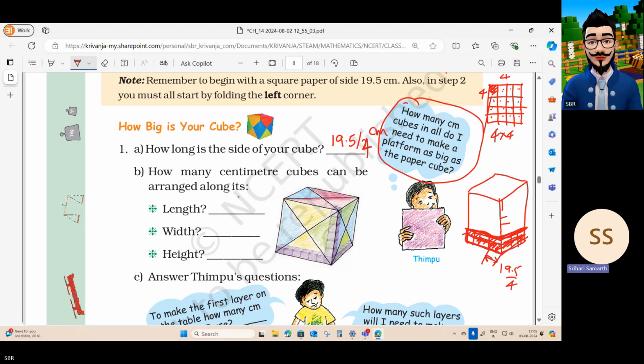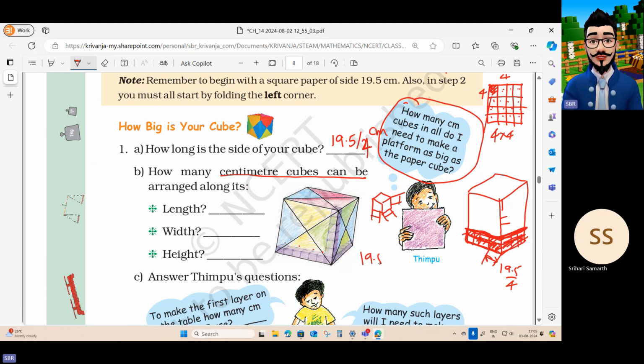Length equals 4. How is it 4? Remember centimeter cube? Initially we started off with 1 centimeter cube, right? A centimeter cube is 1 centimeter by 1 centimeter by 1 centimeter, right? Yes. So imagine how many such cubes can be filled in here. Use approximation, give me some answers.